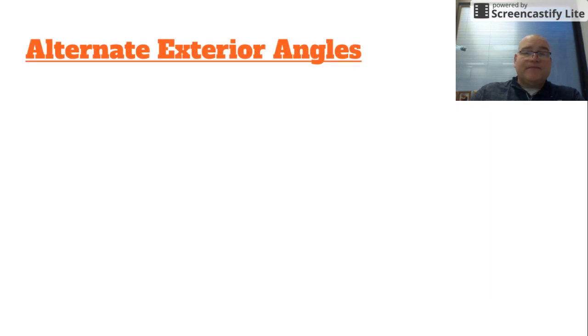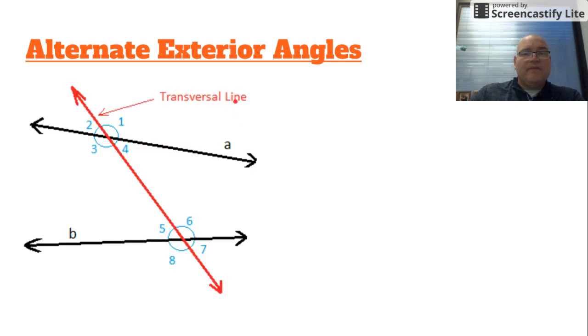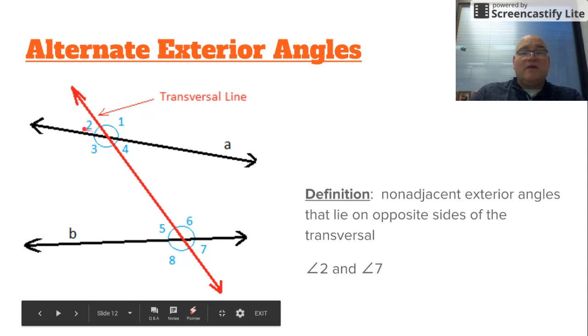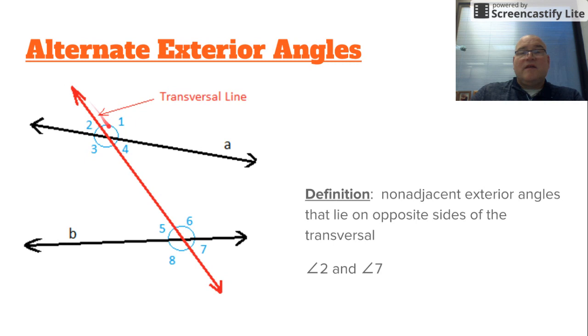Alternate exterior. Just like alternate interiors, they're non-adjacent and lie on the opposite sides of the transversal. What do you think are alternate exteriors? If you were thinking 2 and 7, congratulations, you're right. Angle 2 and angle 7. It can't be 2 and 1 because 2 and 1 are adjacent because they share this part of the transversal line as one of their sides. What other pair of angles would be alternate exteriors?